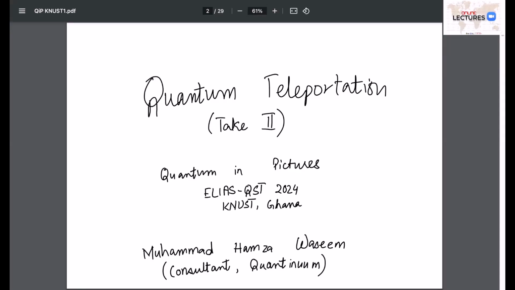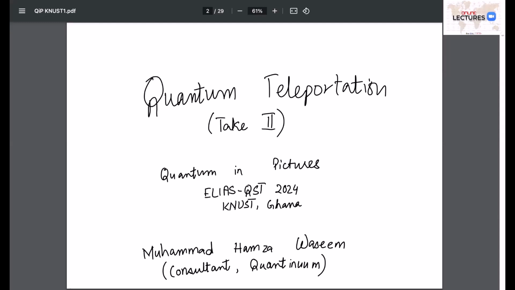I am doing this as a slideshow, and I won't be able to do annotations on the screen. But as you can see, my notes are pretty much handwritten. So hopefully that should be good enough for this lecture.